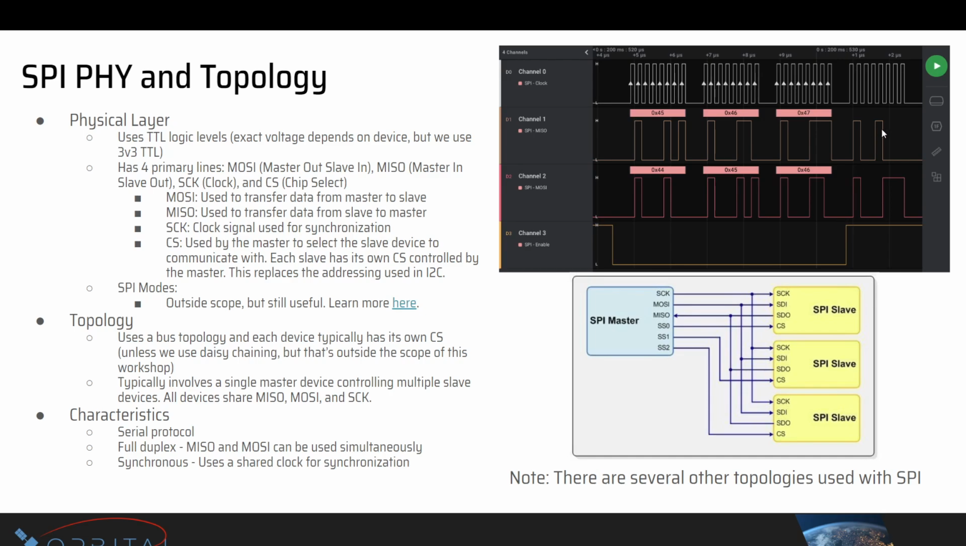Same with a logic analyzer. You can see there's a play button here. When you press it, it turns into a stop button. So you just pause it and go back and look at the signals.